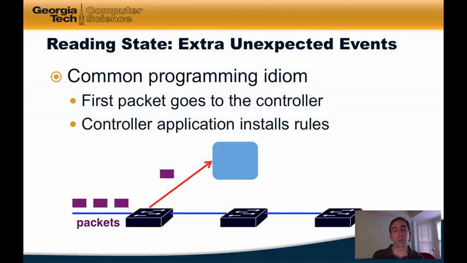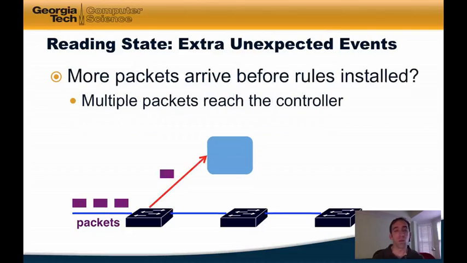The controller subsequently installs rules in the switch according to that policy. But what happens when more packets arrive at the controller before the switch has the rule installed? Subsequent packets may reach the controller, and the controller must figure out what to do with those packets after it has handled the first packet, but before the flow table entries are installed at the switch.